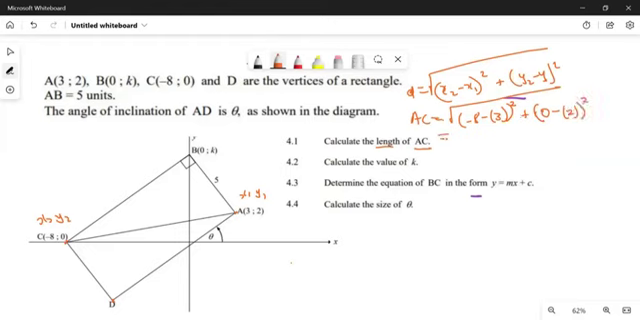Now, if you didn't say anything there, you simply type this in your calculator and then you can write your answer rounded off to 2 decimal places, or you can write your answer in surd form because they didn't say anything here. So what is the answer in surd form? Let's start with that one. 5 root 5.